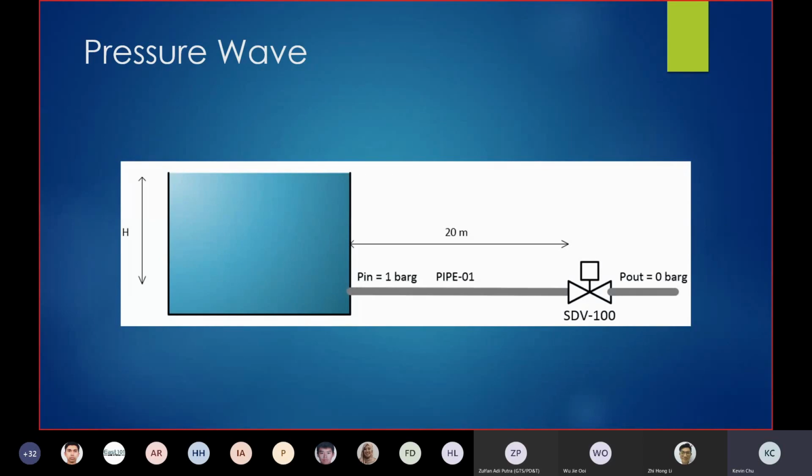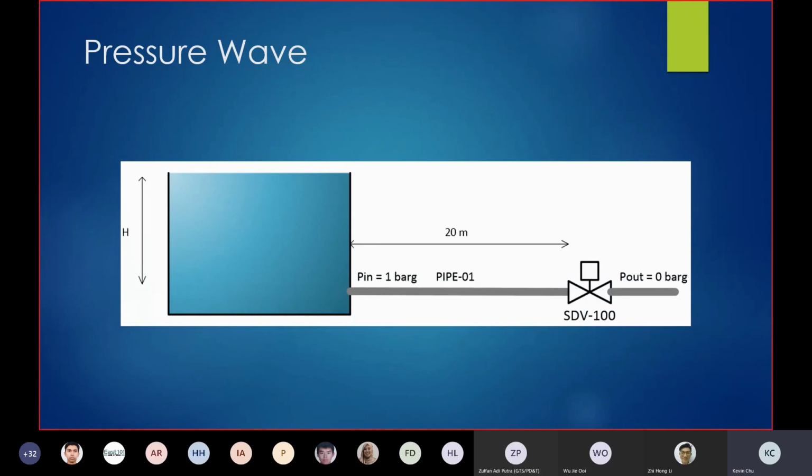To understand what a liquid pressure surge looks like, let's look at this case. We have a reservoir tank connecting to a 20-meter piping. At the end of the piping, there is a shutdown valve. We want to see what happens to the system when we immediately close the shutdown valve.